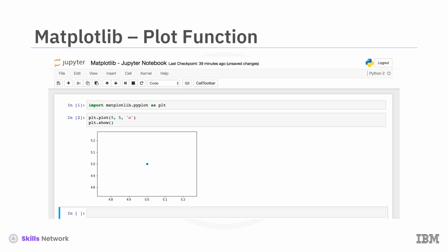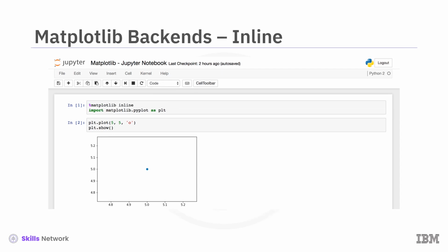Let's start with an example. Let's first import the scripting interface as plt, and let's plot a circular mark at the position 5, 5. Notice how the plot was generated within the browser and not in a separate window. If the plot gets generated in a new pop-up window, then you can enforce generating plots into the browser using what's called the magic function, %matplotlib, and you pass in inline as the backend.